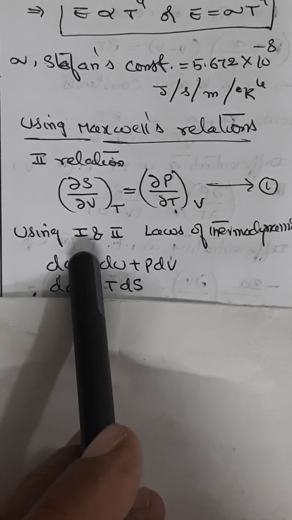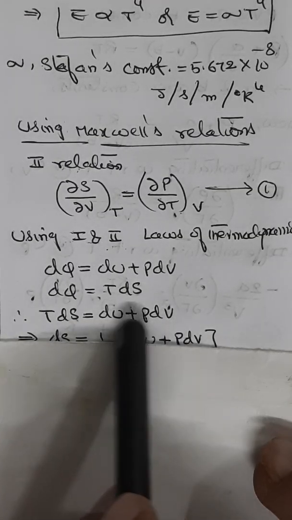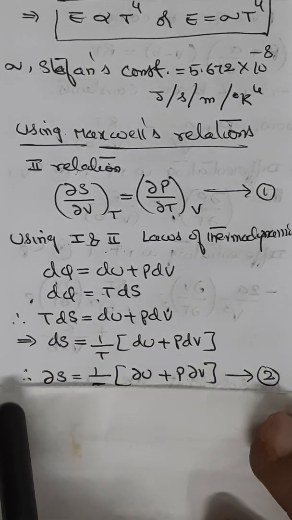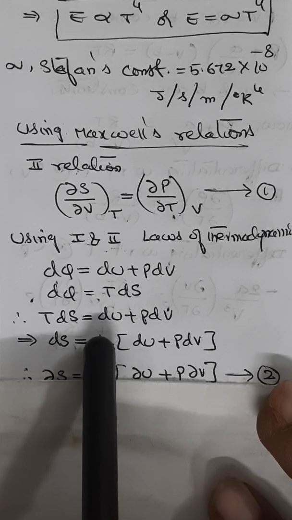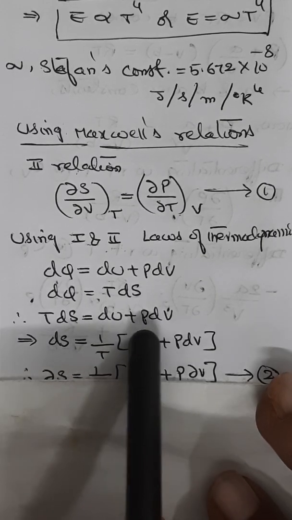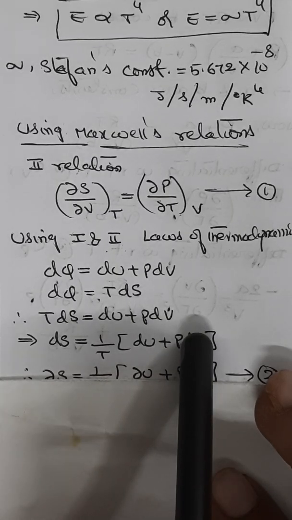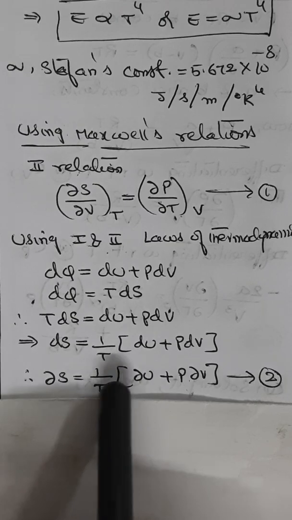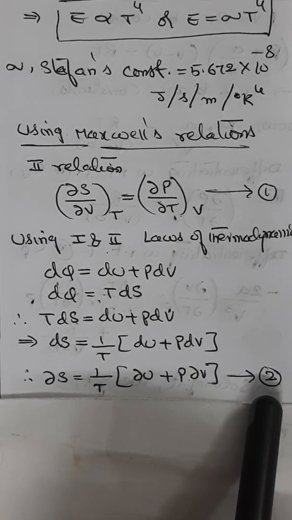Now when you substitute this here, you will have TdS equal to dU plus PdV. From this you can calculate dS: send T to the right hand side, this becomes dS equal to 1 by T into (dU plus PdV). Or you can calculate ∂S as 1 by T into (∂U plus P ∂V). Let this be equation 2.